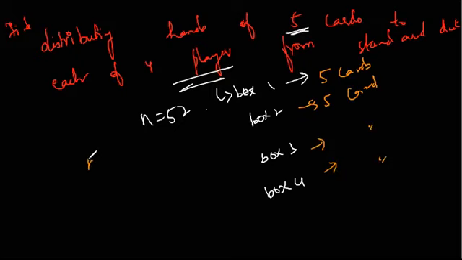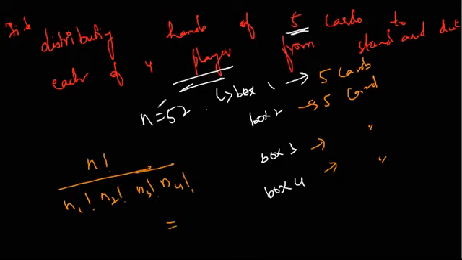So if you remember the formula, it was n factorial by n1 factorial into n2 factorial till nk factorial. But over here, how many boxes do we have? We have 4 boxes, so we will take n3 factorial and n4 factorial. After that, what is the value of n? N can be easily written as 52, so 52 factorial. Now what will be the value of n1? In box 1, how many objects are you placing? You are placing 5 objects. So 5 factorial into 5 factorial into 5 factorial into 5 factorial.